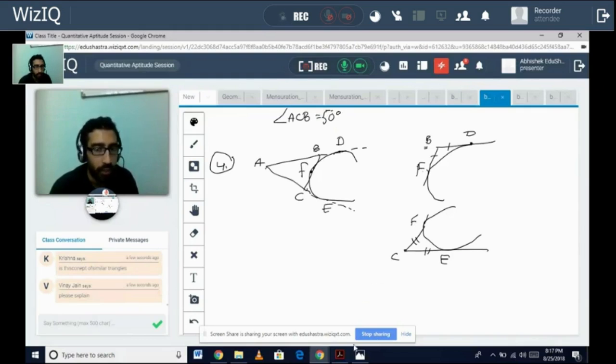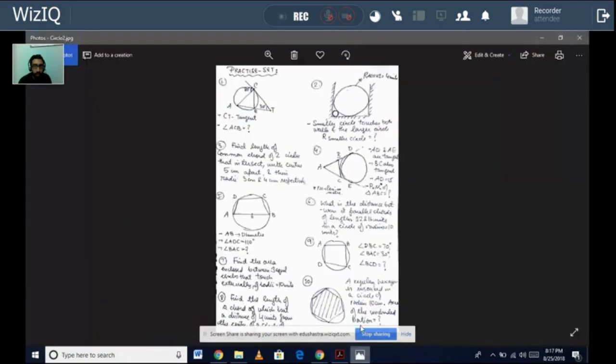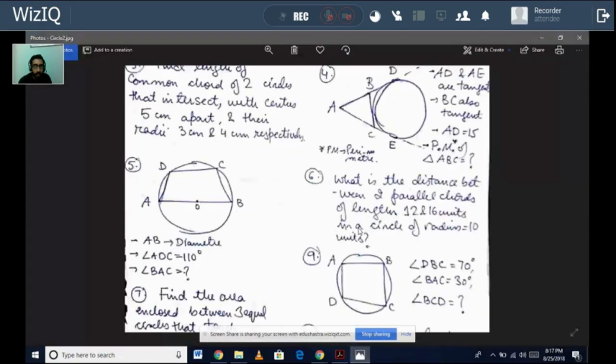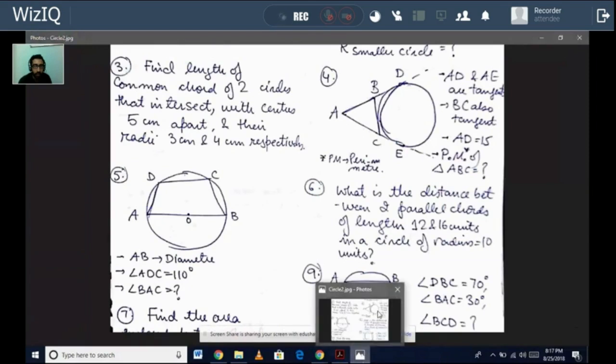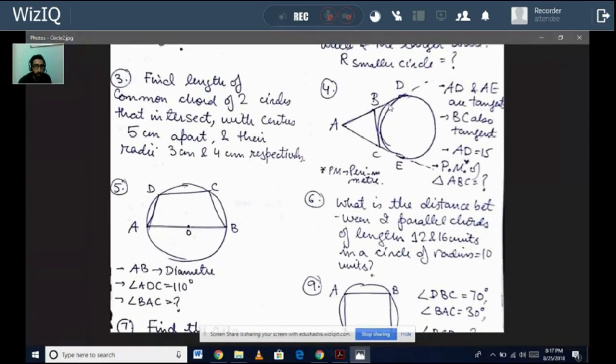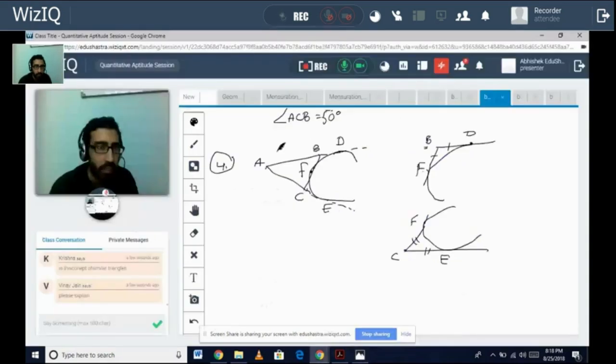Now, how does that help? Look at the bigger triangle as well. At the bigger picture, won't AD and AE also be equal? AD and AE are also tangents from the same external point A. So my tangent AD will be equal to AE, which is equal to 15. So what can I do now about the perimeter?